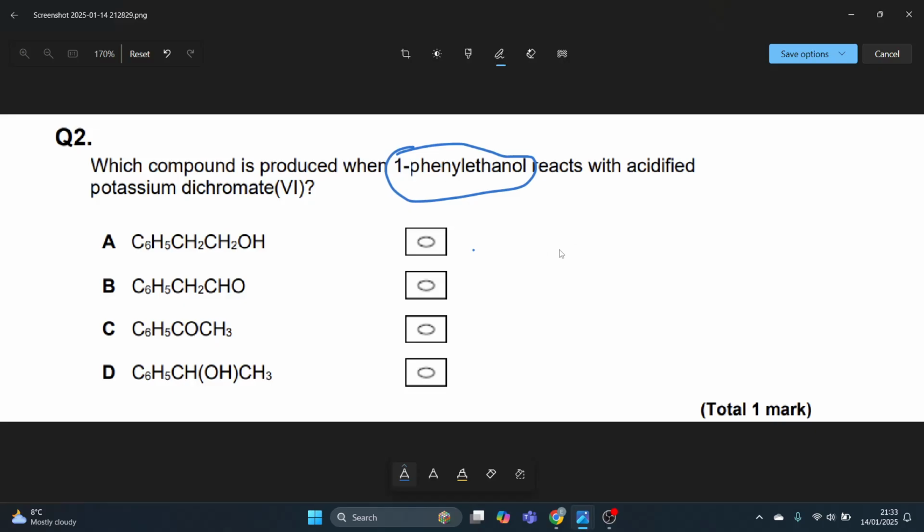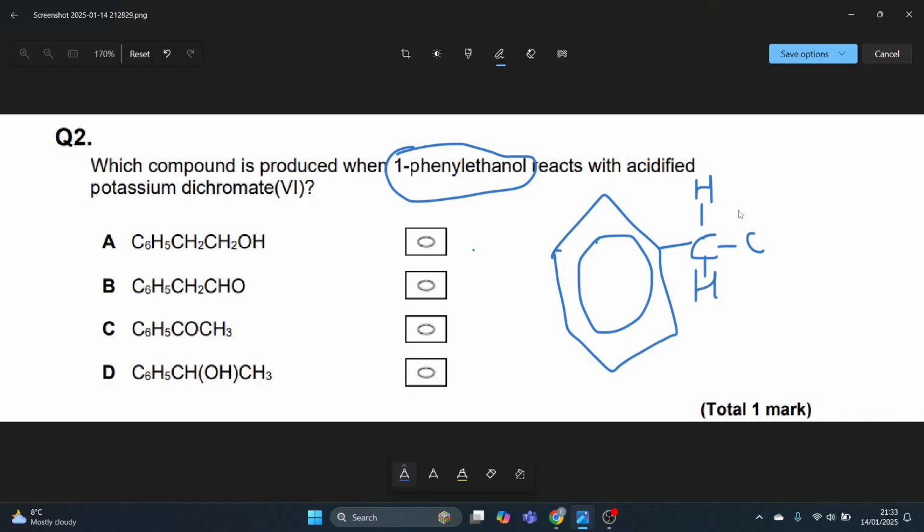So, phenyl group. And it is attached to ethanol. So methane, ethane. Right, that's perfectly fine, right? No, because it says 1-phenyl ethanol. So the OH group has to be attached to this carbon which is attached to the phenyl group. So it has to be here, the OH group.